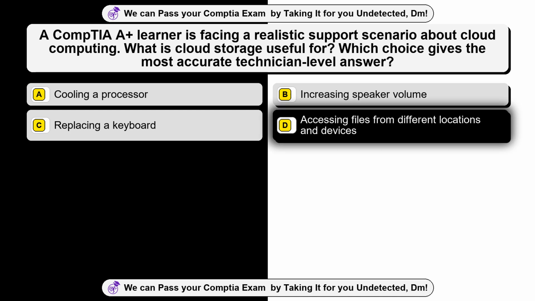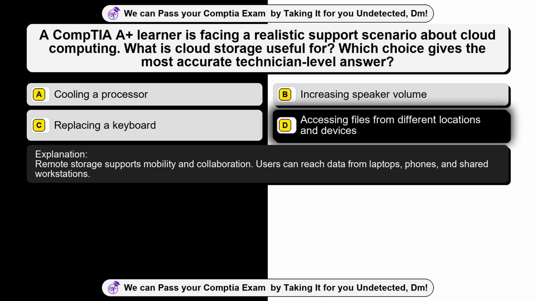The correct answer is option D, accessing files from different locations and devices. Remote storage supports mobility and collaboration. Users can reach data from laptops, phones, and shared workstations.